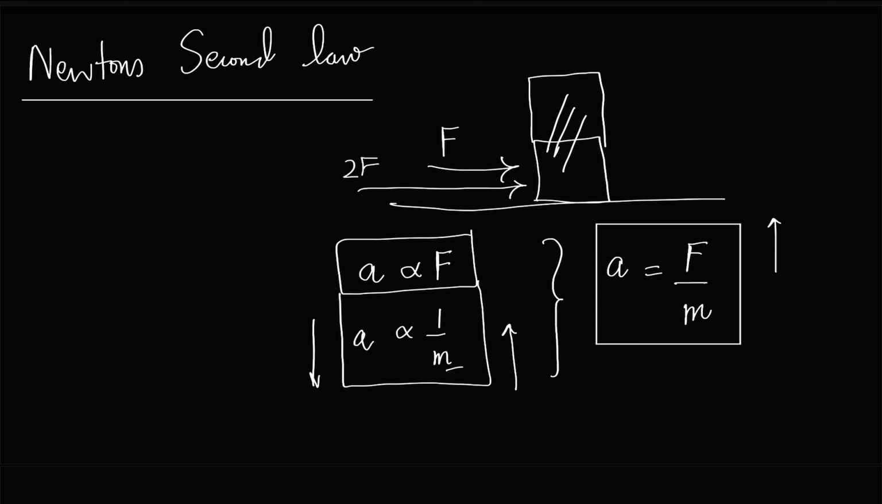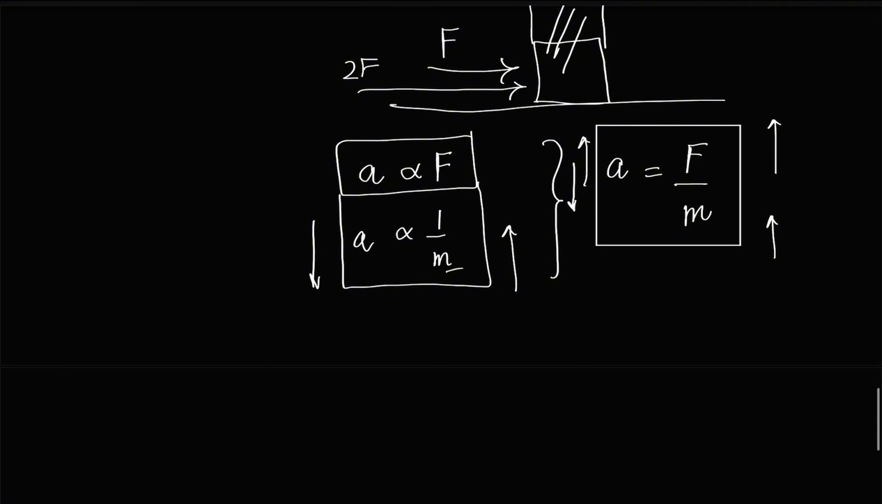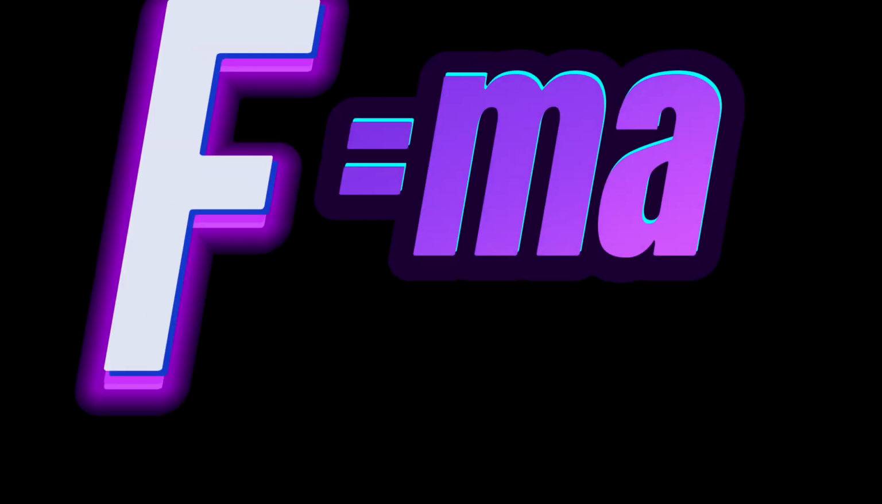This equation here has the information of both those equations. If I increase F, a is going to increase. If I increase m, a is going to decrease. I can rearrange this equation and write it as F equals ma, which is Newton's second law.